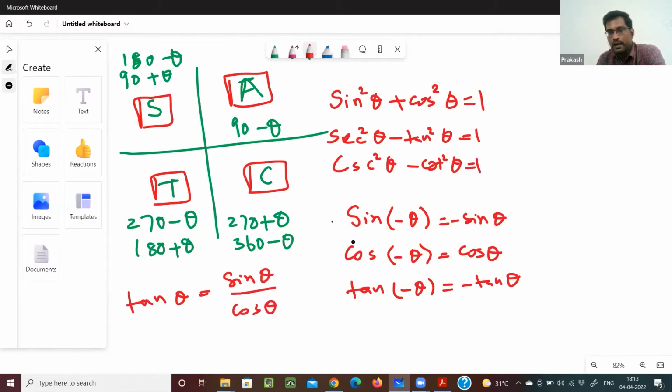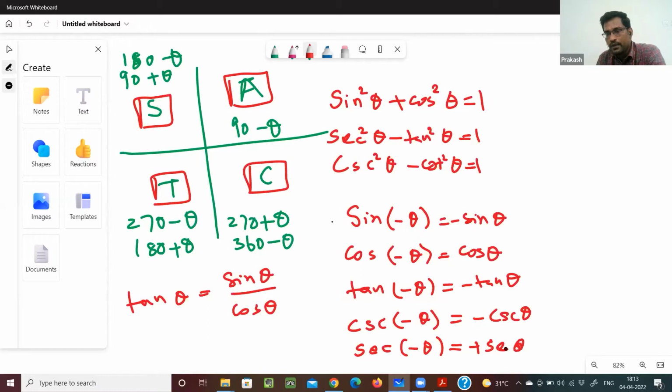So similarly, cosecant of minus theta is also minus cosecant theta. And secant of minus theta is equal to, this is a plus, because secant is 1 by cos. So therefore, this is secant theta. And even cot theta is 1 by tan theta. So cot of minus theta is also minus cot theta.